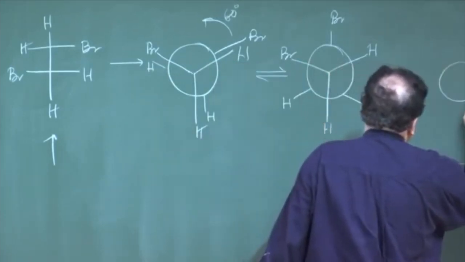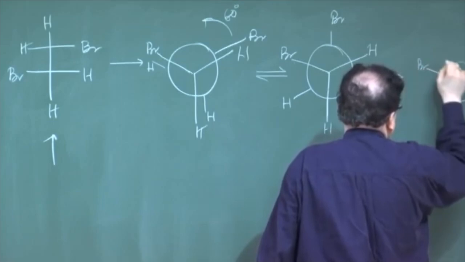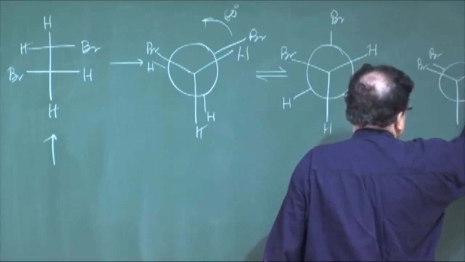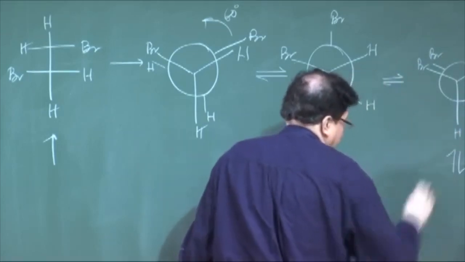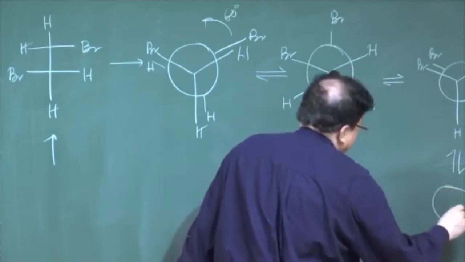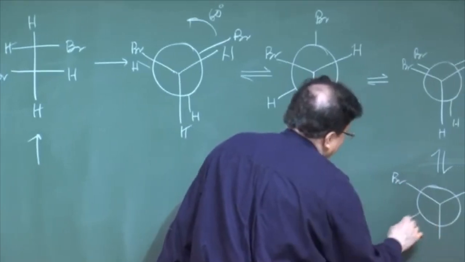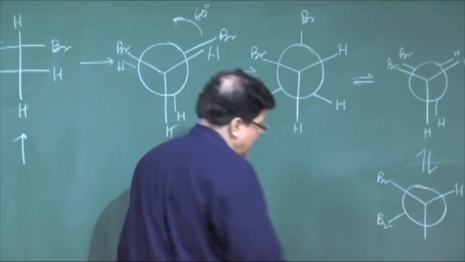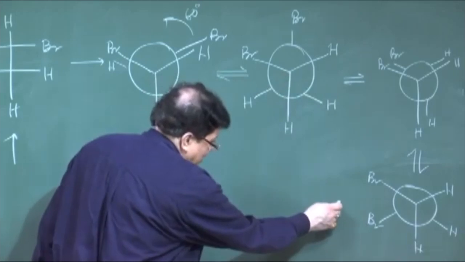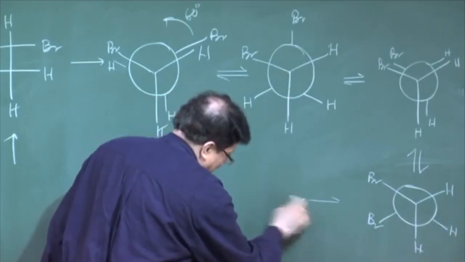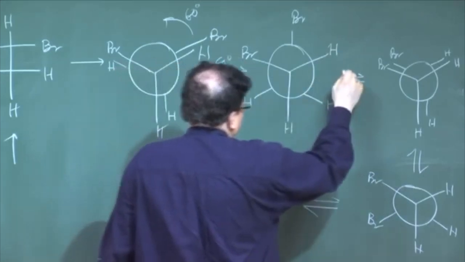and further rotate it by 60 degrees. So what will happen? The bromine and bromine will be eclipsing each other. So that is the fully eclipsed form. Then you further rotate, and what you will get is another gauche form, the bromine and bromine having a dihedral angle of 60, hydrogen hydrogen. Okay, so likewise you rotate. So you started from here 60, then 60.